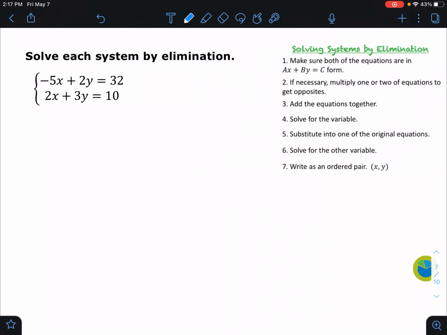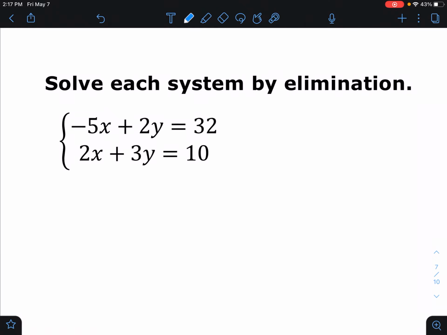This time, you'll notice I've got negative 5x and 2x. Those are not opposites. And I have 2y and 3y. Those are not opposites. Well, I've got to figure out what I could multiply these by to get the same number. I need them to be the same number, just one positive, one negative. I could do these two and multiply so they both go into 10.